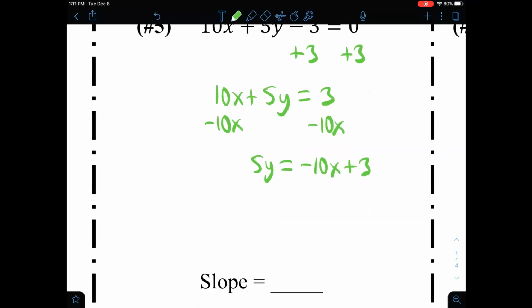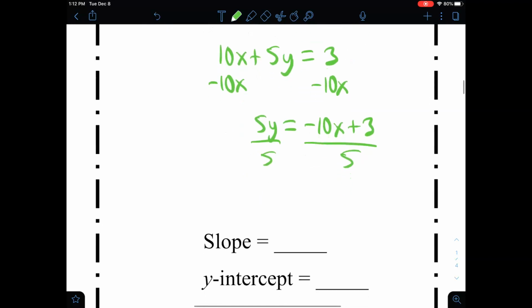And the last step to solve for y, get rid of that 5 times y by dividing by 5 on both sides. So we're going to get y equals negative 10x divided by 5. That does divide. That's going to be negative 2x. And 3 divided by 5 does not divide, so we're going to keep it as 3/5.